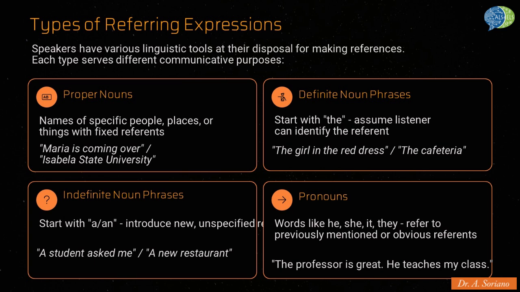Indefinite noun phrases, these start with a/an. They are used to introduce a new, unspecified referent to the listener. For instance, a student asked me, or a new restaurant. Pronouns, words like he, she, it, they. They refer to things that have been previously mentioned or are obvious from the physical context. For example, "The professor is great. He teaches my class."